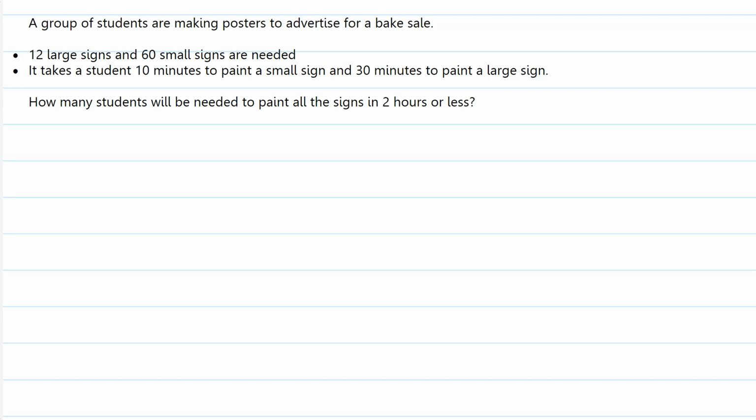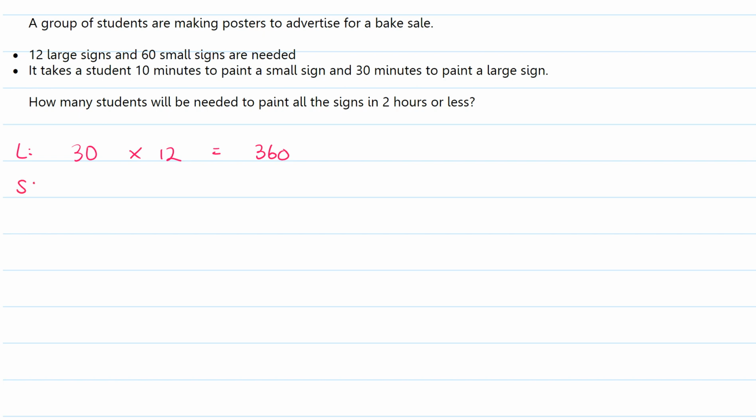Here we go. So in this question, we needed to work out 12 large signs and 60 small signs. We know how long a student takes to do either one. It takes 30 minutes to do one large sign. But you've got 12 of them, so you times it by 12. That tells you the total number of minutes to do the large signs for one student.